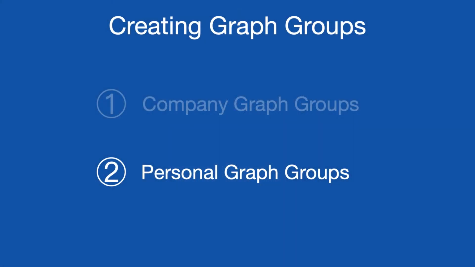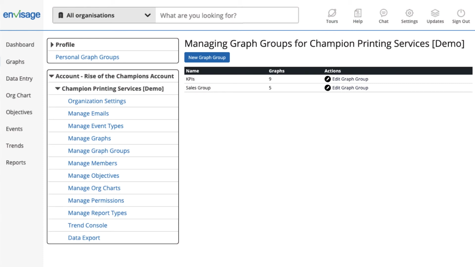Now, I want to get personal. It's time we talked about personal graph groups. Personal graph groups work in the same way as company groups, with the difference that personal graph groups are only visible to you unless you share them with others.